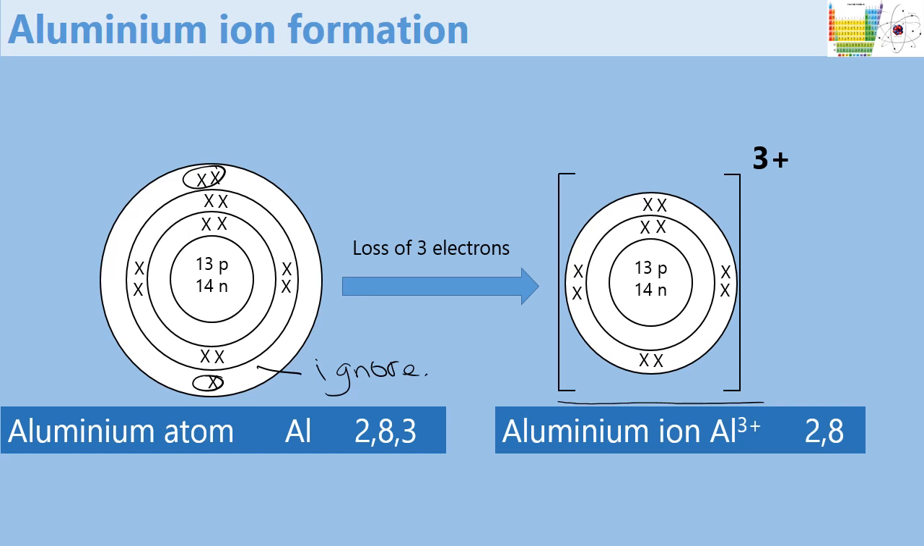Now it has a positive 3 charge, which we write as 3+. Also, in the symbol we write 3+ as a superscript, or if you're writing by hand, you'll write it slightly above. Now, do not forget to put the square brackets.